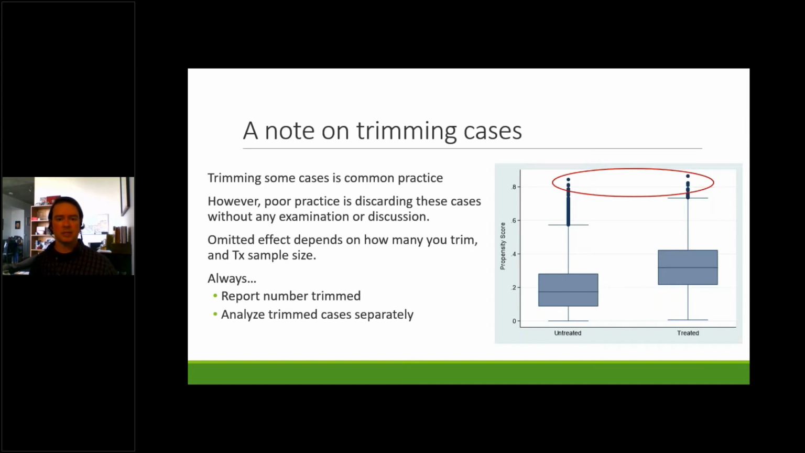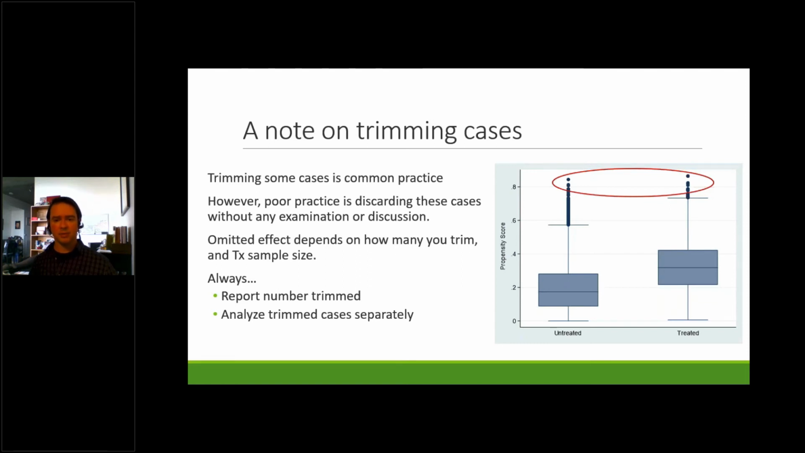Trimming some cases is a common practice in propensity score modeling and should be considered in most cases. However, poor practice is discarding these cases without any examination or discussion. In many cases at least, someone got in the treatment and may have had an outcome that might change your finding. It depends on how many you have to trim and the size of the treatment sample. So always report the number that you trimmed and then analyze the trimmed cases separately to determine if there's anything you can learn about the assignment or the treatment.